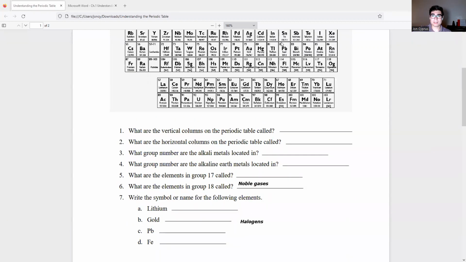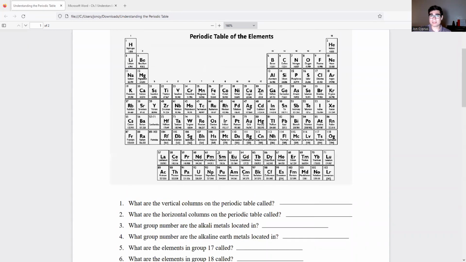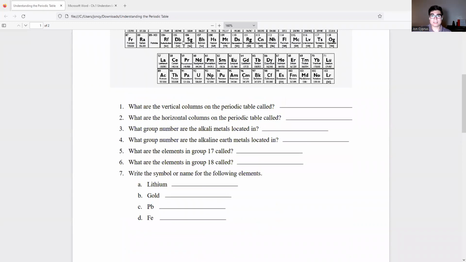Write the symbol or a name for the following elements. So lithium, right? For this, we just have to look around. Typically the symbol on the periodic table has to do with the first few letters or the first letter of the name. So lithium is right here, Li. This isn't always true, right? We have things like iron, which is Fe, and tin, which is Sn, and lead, that's Pb, but it's a good way to start. So Li is lithium.